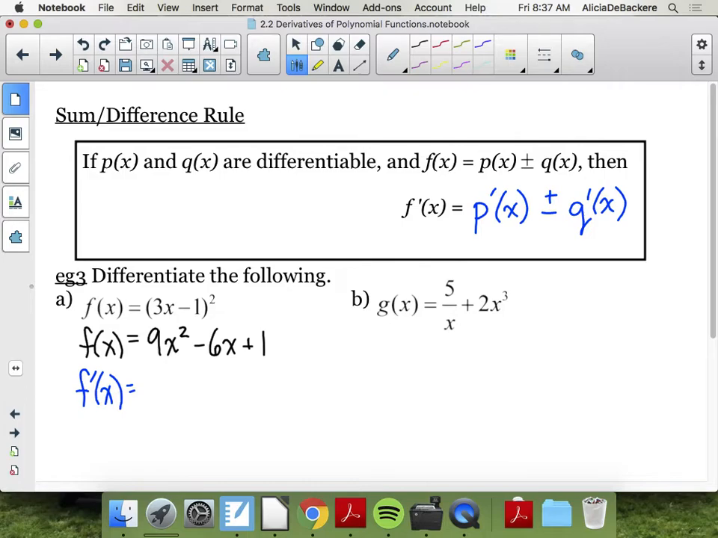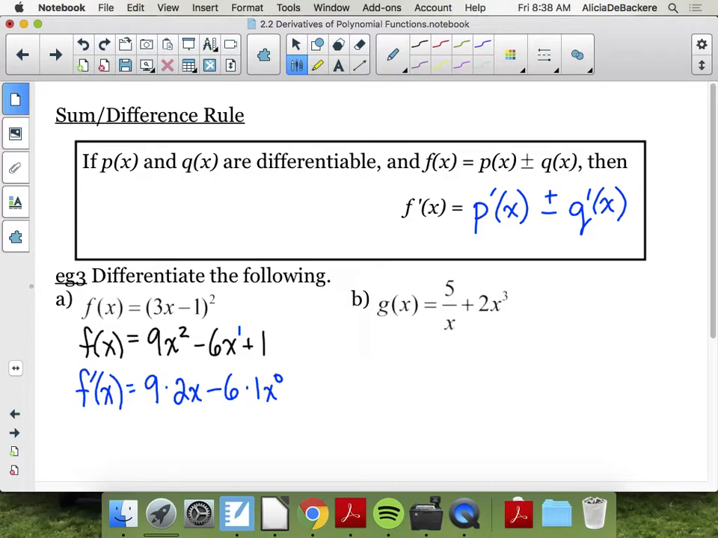So now taking the derivative, I've actually got three pieces that I'm either adding or subtracting together, but I know that I can take the derivative of each piece separately. So the 9 is just hanging out, it's a coefficient, and then I'll take the derivative of x squared, which we know from yesterday was 2x. And then the next one here, I've got negative 6. It's just going to hang out, and then I'll take the derivative of x. Don't forget there's a power of 1 on that x. So I bring the 1 down front, and then I subtract 1 from the exponent. So now it's x to the power of 0.